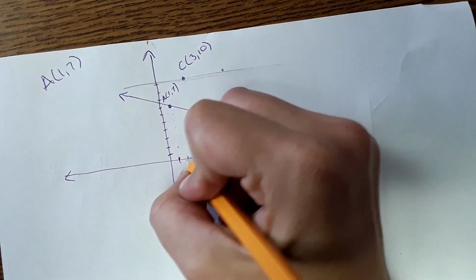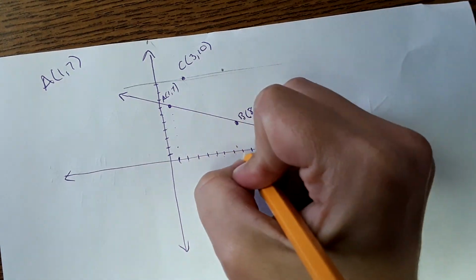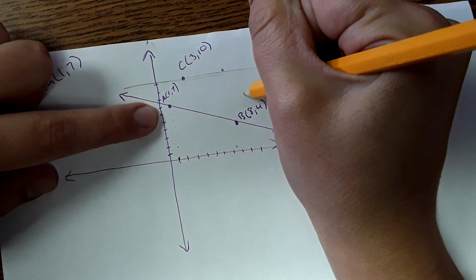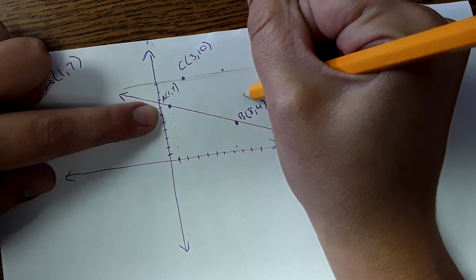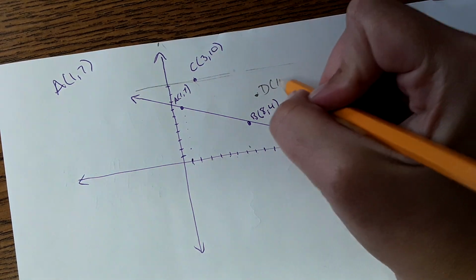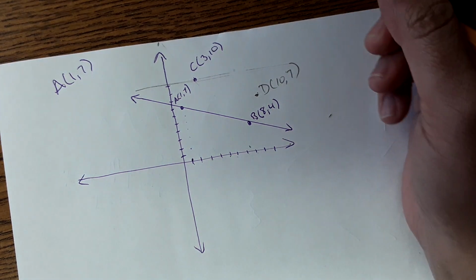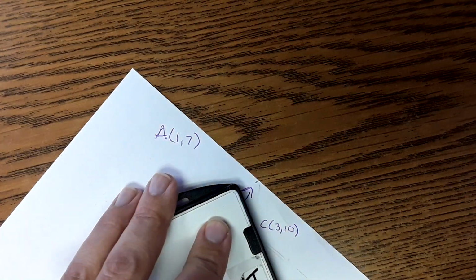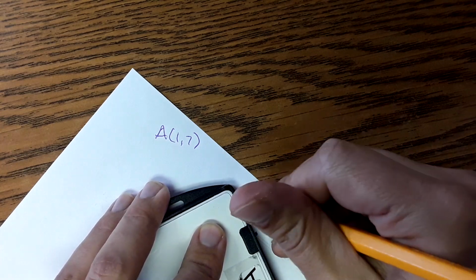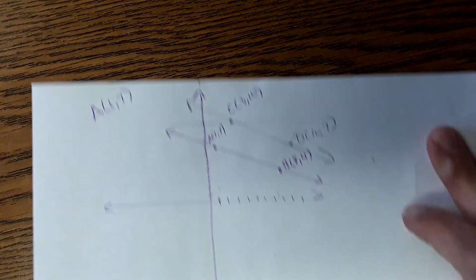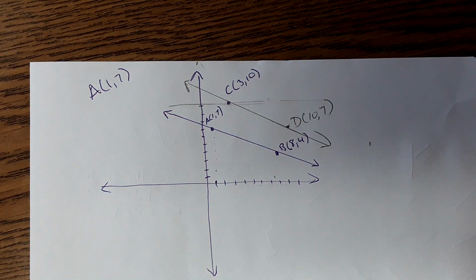I plot C at 10, 7. Let's see, 1, 2, 3, 4, 5, 6, 7, 8, 9, 10. 7 around right here. I'm trying my best to make it perfect. So this is point D at 10, 7. And when I connect these dots, it looks like it's pretty dang close. It might not be perfect. Obviously, there's human error in this whole drawing, but it's really close. They're supposed to be parallel. If this was perfect, I was just making sure.